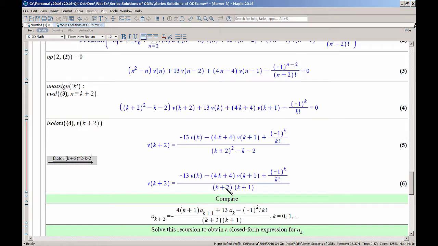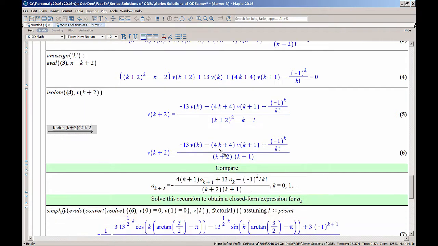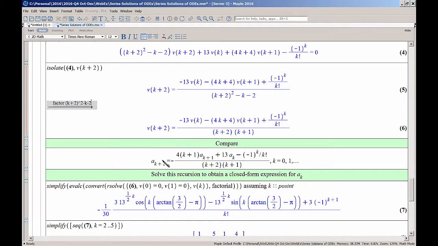And so you see the k plus 2, k plus 1, and if you want to compare this to what we got when we used a earlier, you'll see that it is the same, it's just written slightly differently. Down here we have the minus out front. Here the minuses have been moved to the numerator. There's your 13 a sub k.